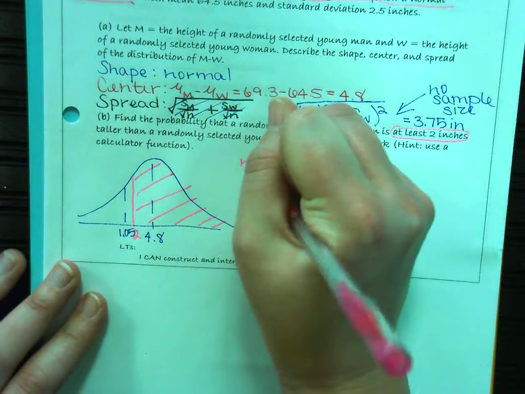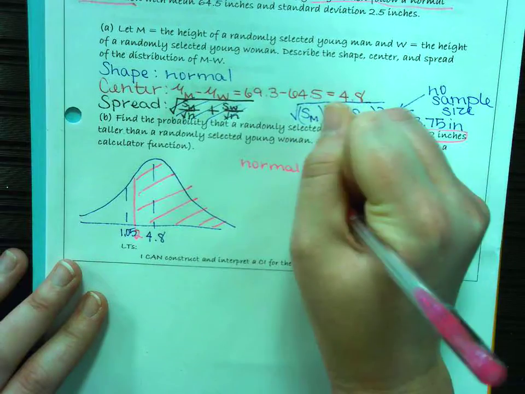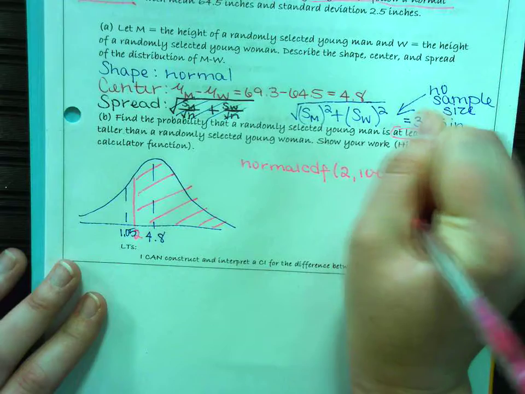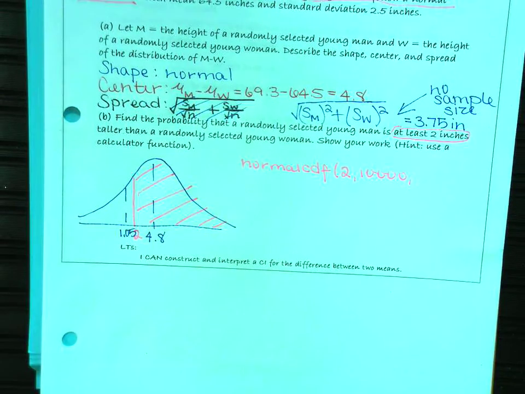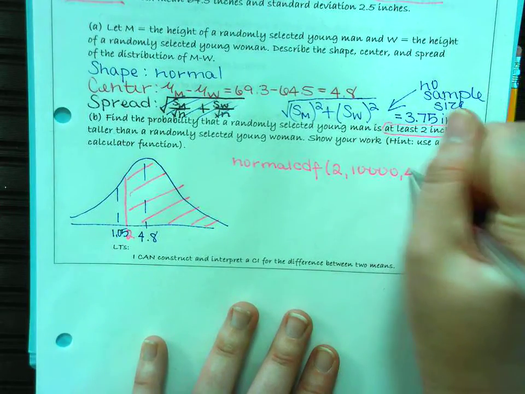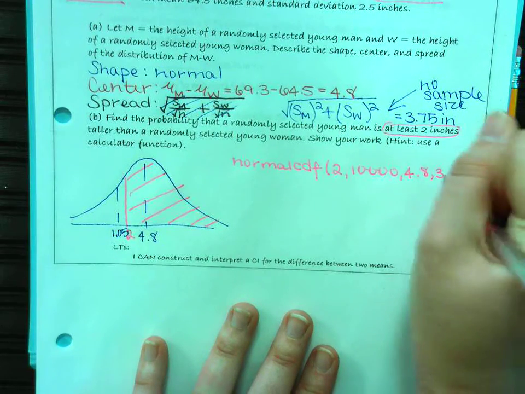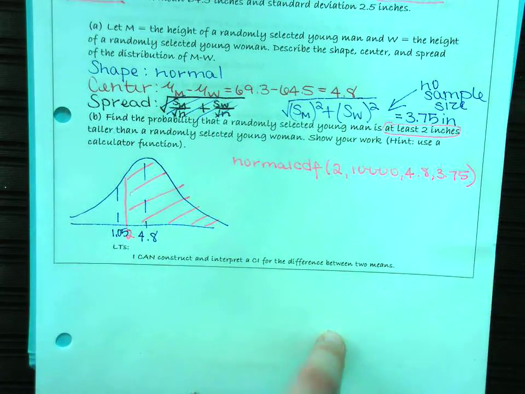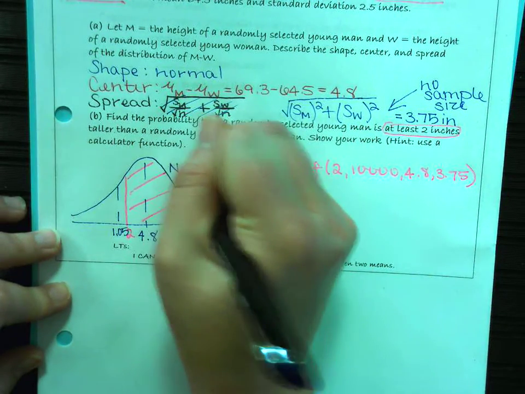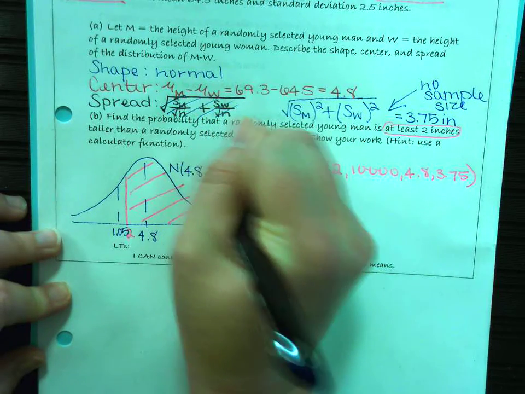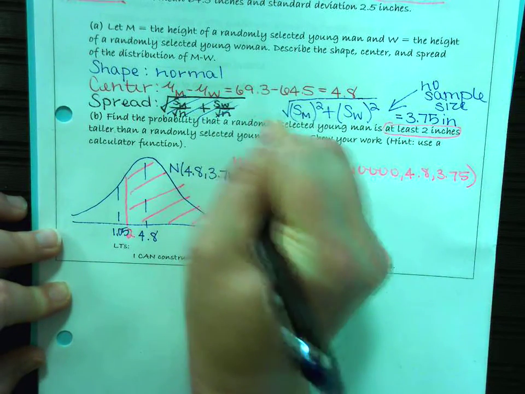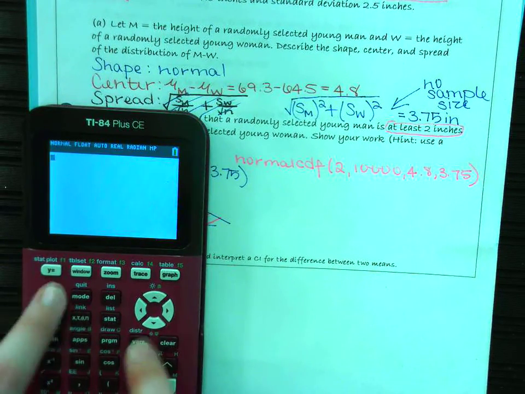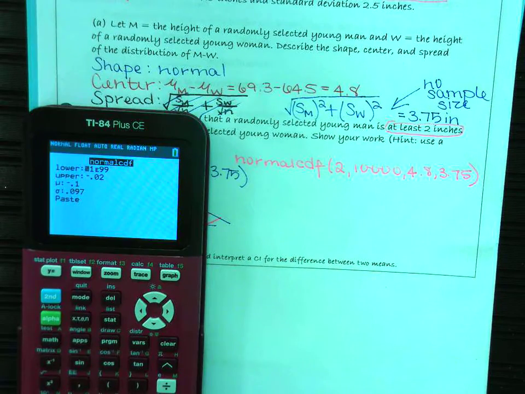Normal CDF. What's the lower bound? 2. Upper bound? Big number. Mean? Standard deviation? And really, we should label this with 4.8, comma 3.75. So, normal CDF is under second bars. What is it?